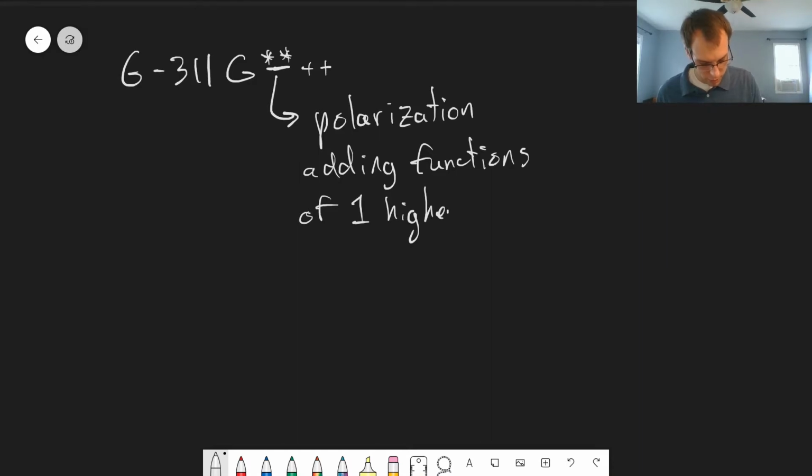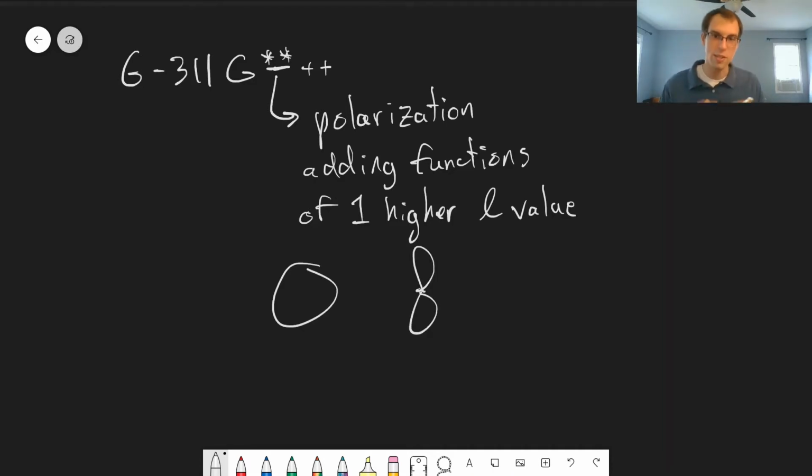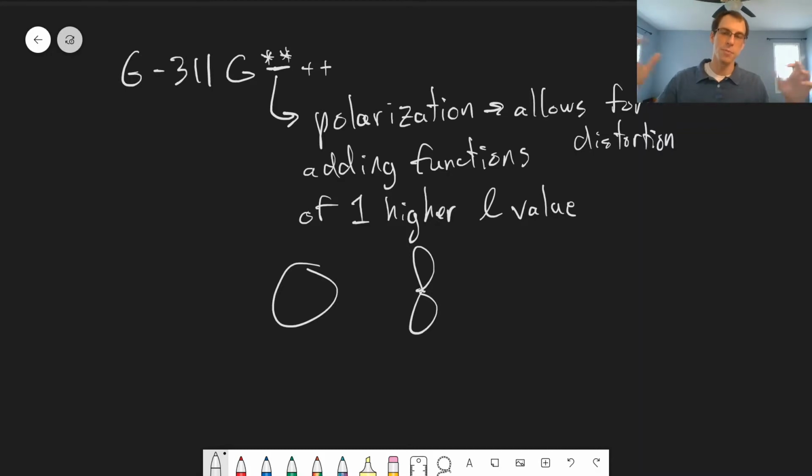So for example, if we have an s orbital, we add a p orbital to this s orbital. That allows it to distort its shape a little bit. Polarization allows for distortion. So this is useful because as atoms come together to form molecules, the orbitals don't necessarily stay exactly the same shape that they were when something is just an atom, right? The orbitals may bend towards or away from certain parts of the molecule.